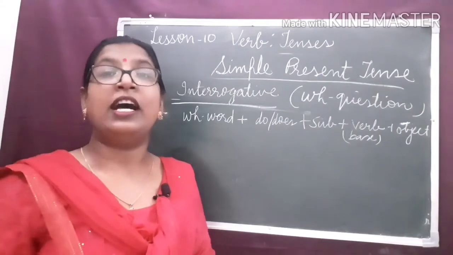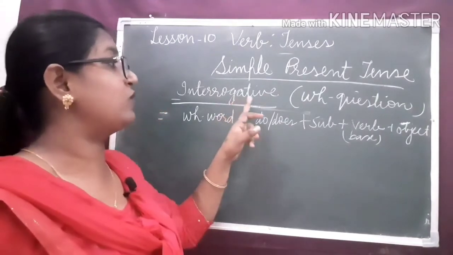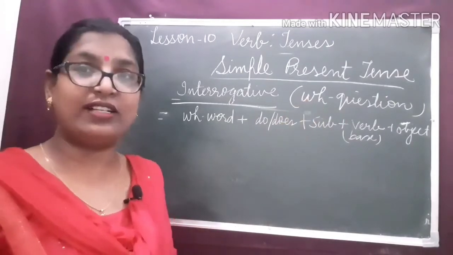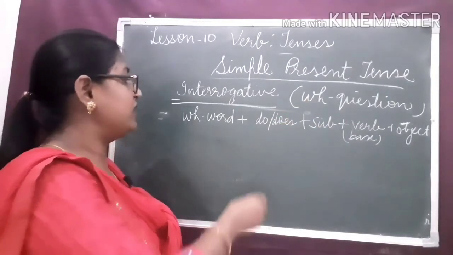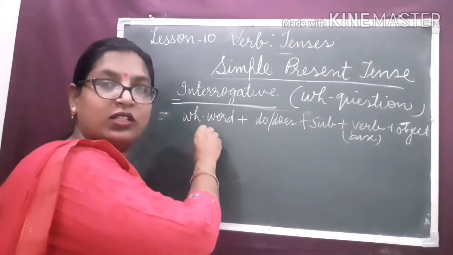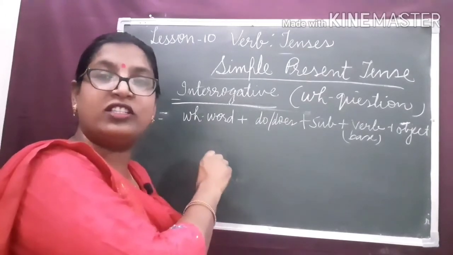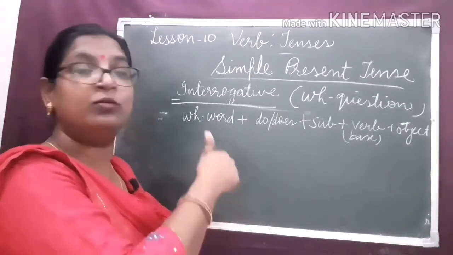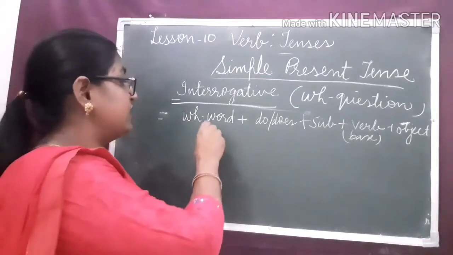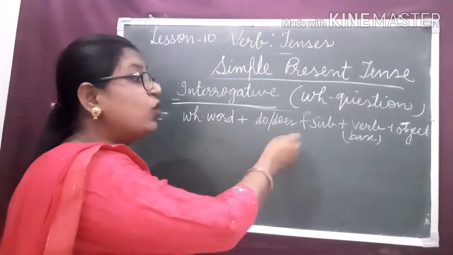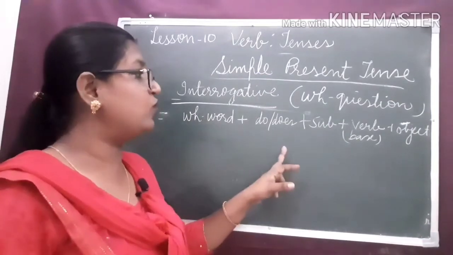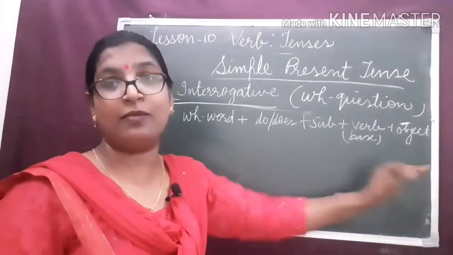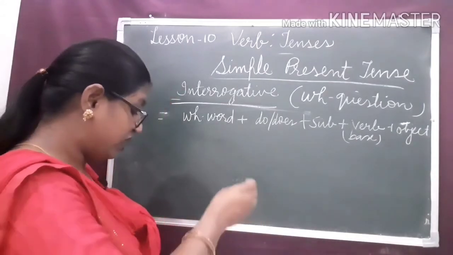Now let us see how to frame an interrogative sentence. Which kind of WH question? How to make a WH question? What is the structure? For making a WH question, first of all we use a WH word. I already told you WH words are like why, when, where, whom. All these are WH words. WH word plus do or does, the helping verb do or does according to the subject, and then the verb in its base form, and then comes the object. Let us see the example.